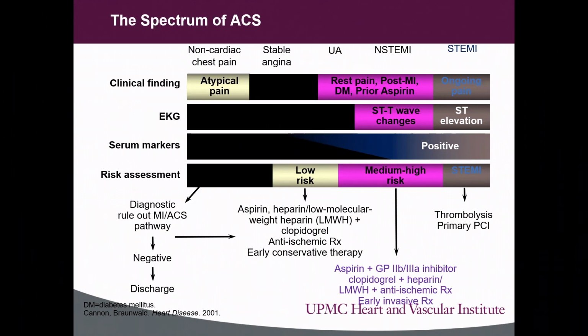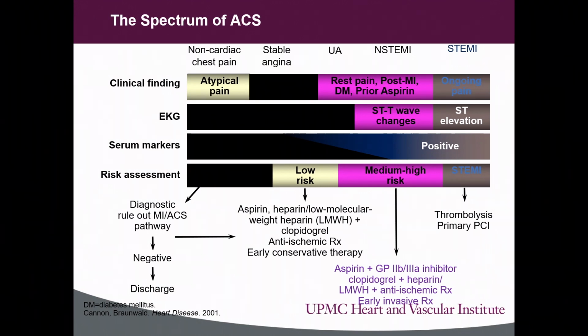In terms of the spectrum of acute coronary syndrome, we see here non-cardiac chest pain is atypical. And as you start to get into the acute coronary syndromes of unstable angina, non-STEMI, and STEMI, you start to see on the EKG the ST wave changes, of course, the ST elevation. Your serum markers as you go from non-STEMI and then, of course, into STEMI become positive. And then important for thinking about risk assessment in those cases and how we treat those particular patients.